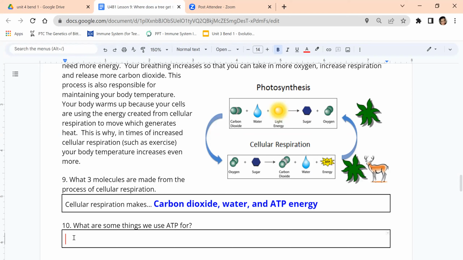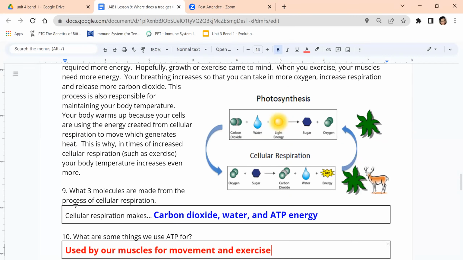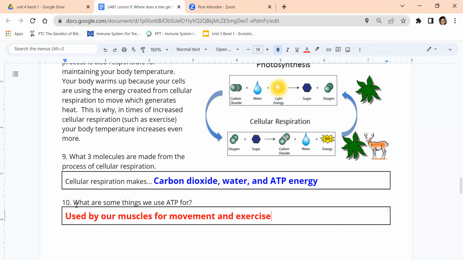So what do we use ATP for? Well, for movement. Well, let's be more clear. Used by our muscles for movement and exercise. And growth. Let's not forget about that. Okay.